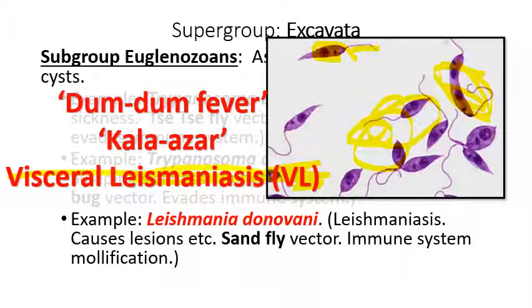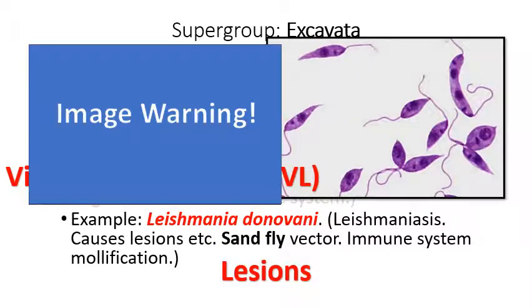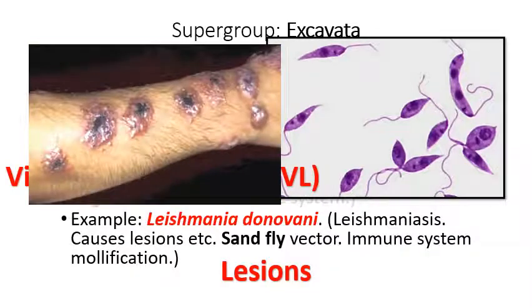Now, I may ask you, what is the technical term for Kala-Azar or dum-dum fever on a test? Dum-dum fever and Kala-Azar are alternate names for visceral leishmaniasis, and the infective agent is called Leishmania donovani, which is spread by an insect vector called a sandfly. I'm going to show you some slightly disturbing images of the lesions that they cause. Right, so this is a characteristic of dum-dum fever or Kala-Azar, visceral leishmaniasis.